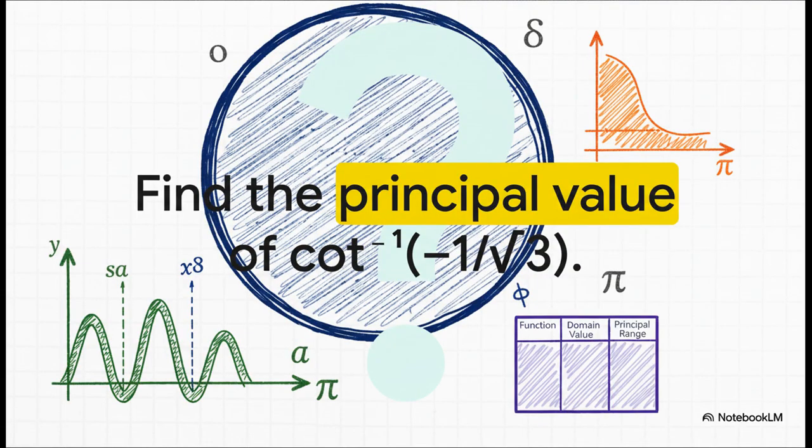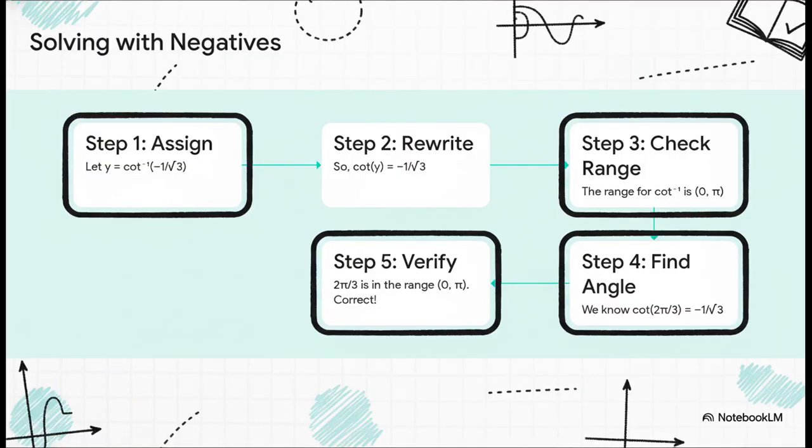Let's try one more. This time we'll use a negative value, because I know that sometimes confuses students. This is example 2 from your book. Find the principal value of cot inverse of minus 1 by root 3. We are going to follow the exact same steps. Let y equal the whole thing. This means cot of y is minus 1 by root 3.